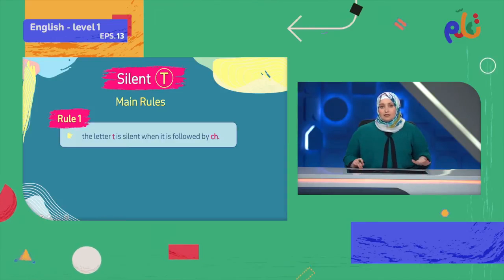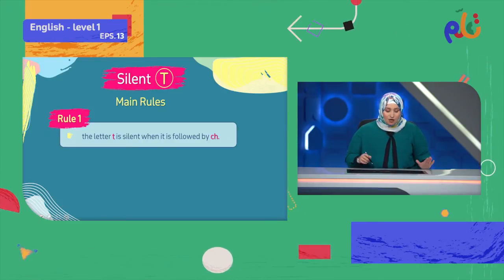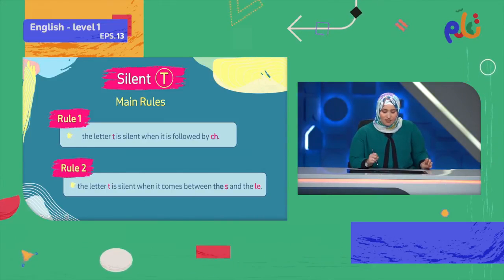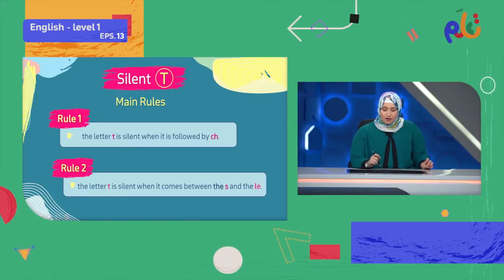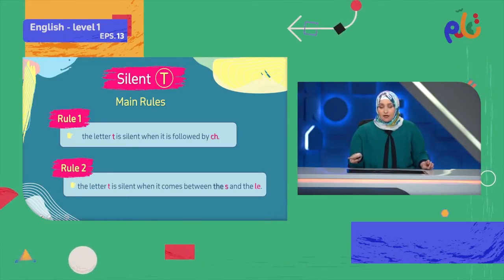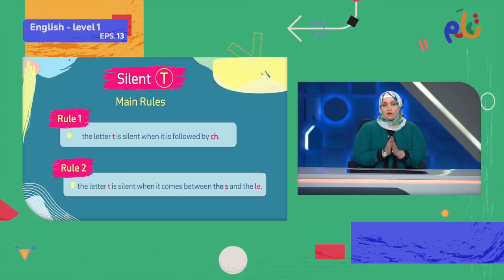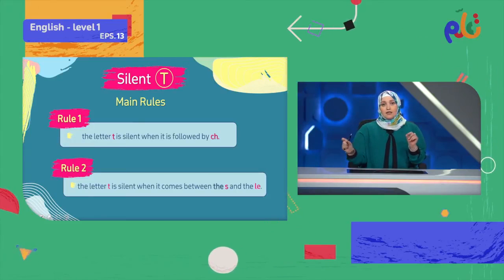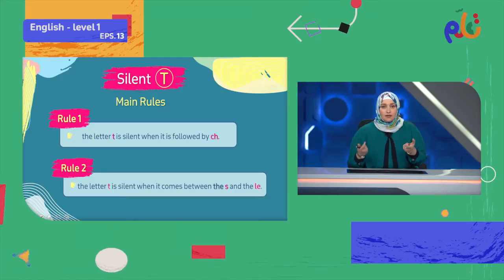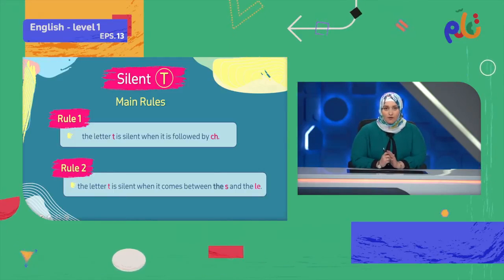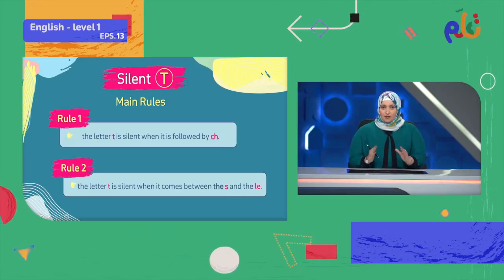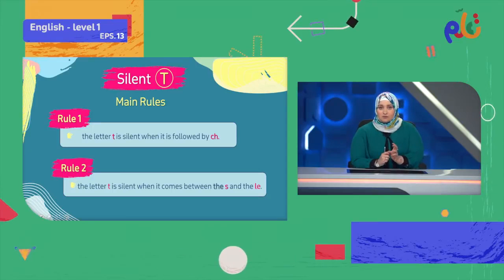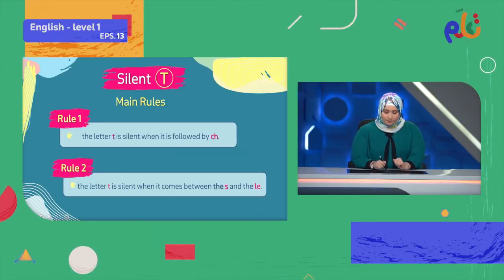We don't say the T sound. We do not pronounce it. Okay, rule number two: the letter T is silent when it comes between the S and the LE. If the T appears in a word between S and LE, so the word has S T LE, the T is silent. When we have a word in English that carries S T L E, the T is usually silent when it comes between the S and the LE.